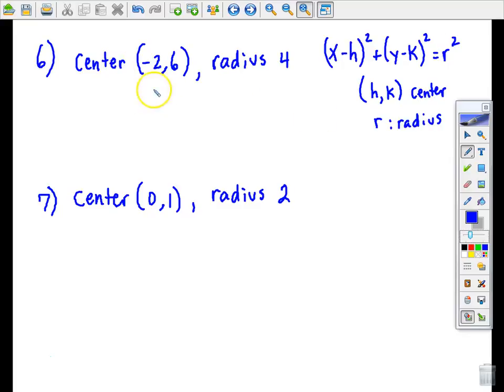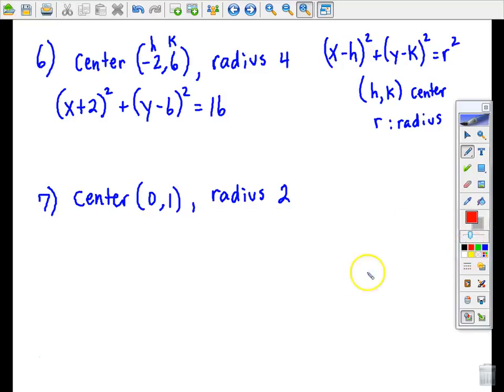All right, so with that in mind, in this case, h is -2, k is +6. So when I put -2 in for h and I subtract, that's going to make positive or plus. Okay? When I put +6 in for k and subtract, I get subtract. The radius is 4, but the equation says radius squared, so 4 squared is 16. So that's my answer for number 6.